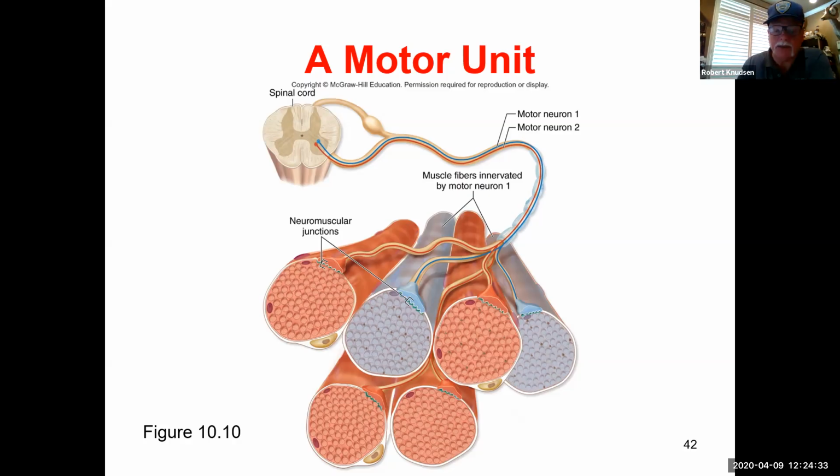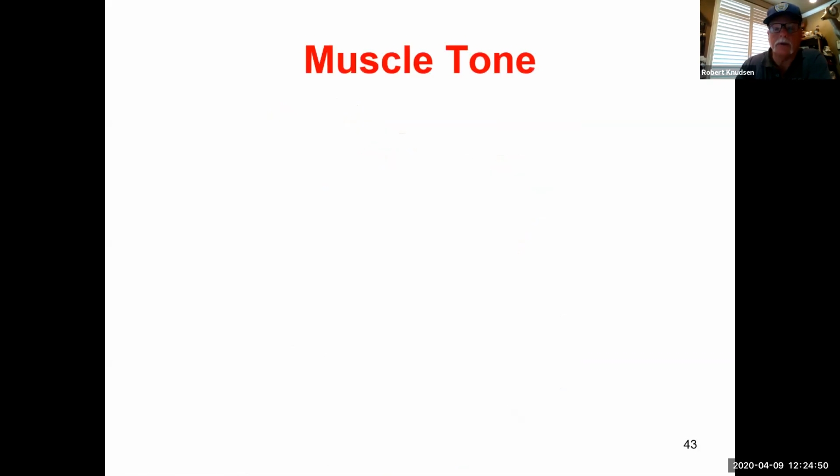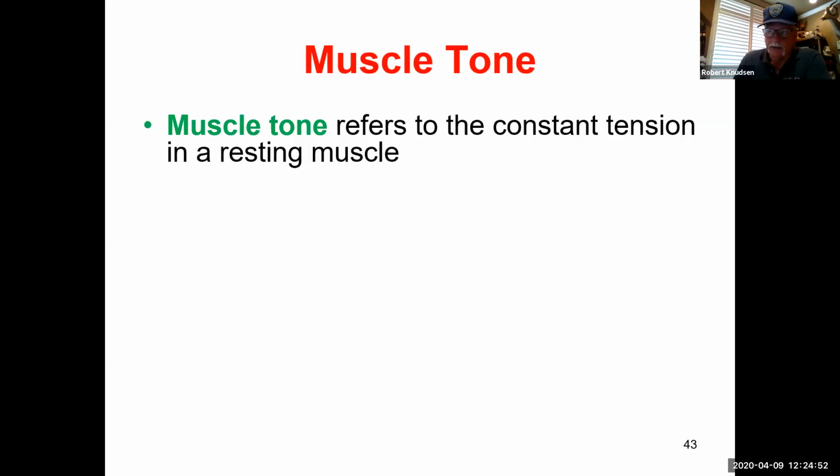So this would be a muscle consisting of muscle cells. And here's the motor end unit, the nervous system attaching to it. And some of them are white and some are red. In humans, pretty much they're all red. Remember we talked about the duck and the chicken. Muscle tone.